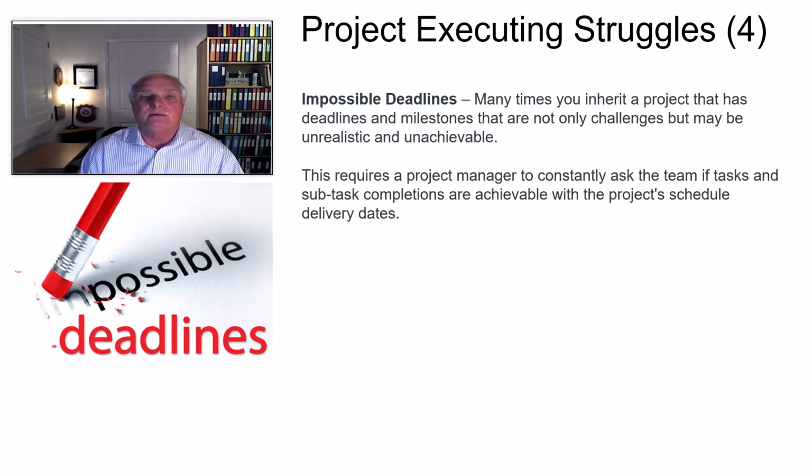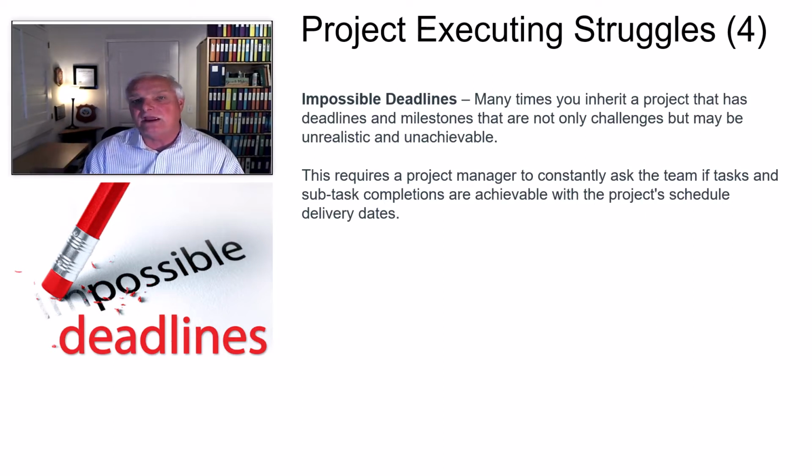Now, number 4, and we've never seen this before, impossible deadlines. I get told you're going to make this happen and this is the date it's going to happen on, and you look at it and say there's no way we can do that. You still have that deadline in your schedule. You still have it as a milestone. You're still expected to deliver it.